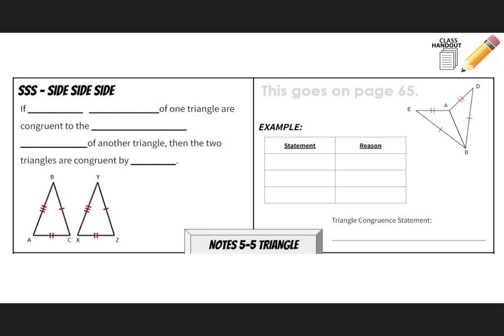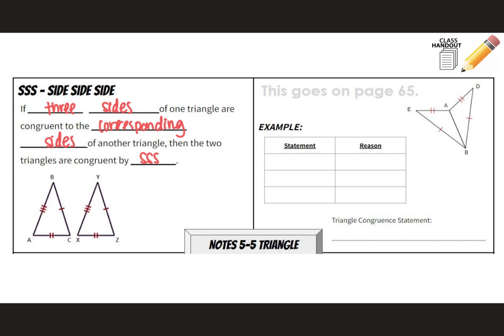So the first postulate is called SSS, which stands for side, side, side. Side, side, side says if three sides of one triangle are congruent to the corresponding sides of another triangle, then the two triangles are congruent by side, side, side.